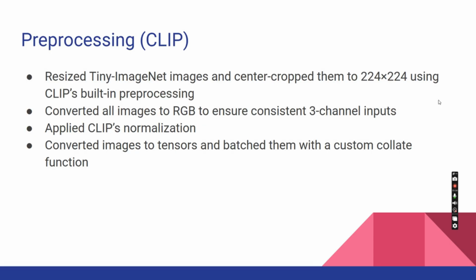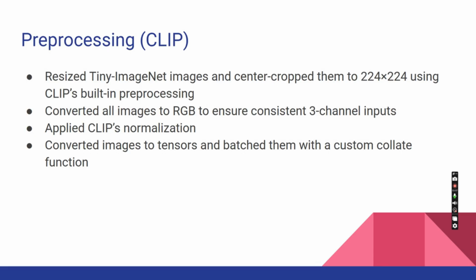For CLIP, it's slightly similar in terms of the size and the collate function, but there's a little difference. For CLIP, we used CLIP's built-in preprocessing pipeline. It automatically resizes the Tiny ImageNet images and then centers them. Before preprocessing, all images are also converted to RGB so that the inputs stay consistent with how CLIP was originally trained.